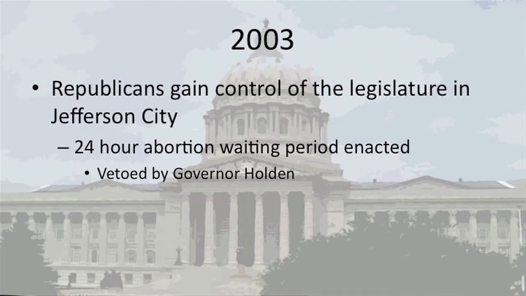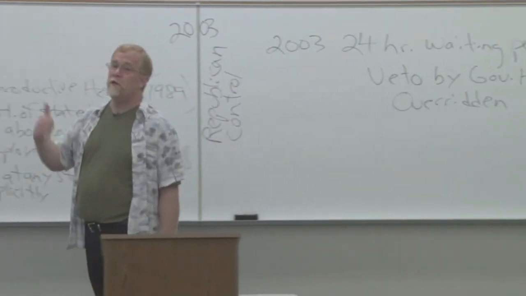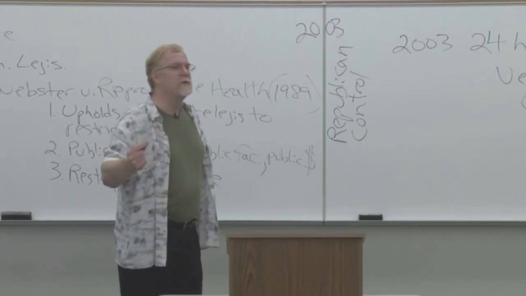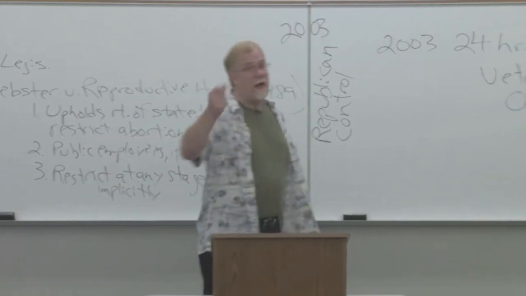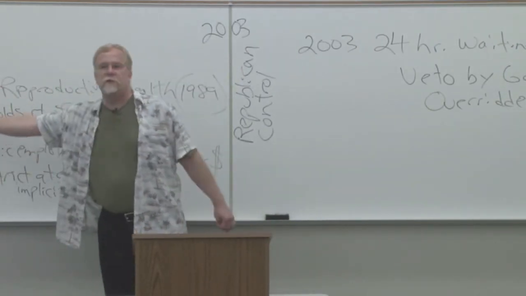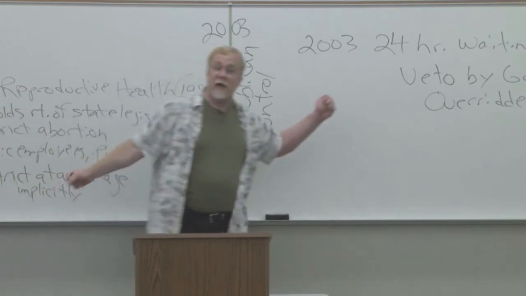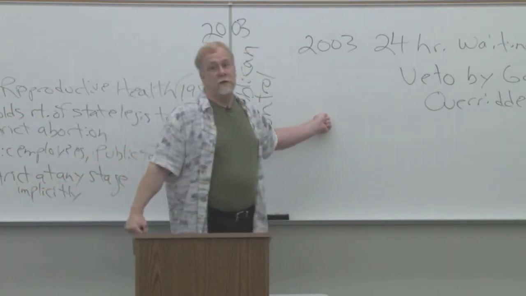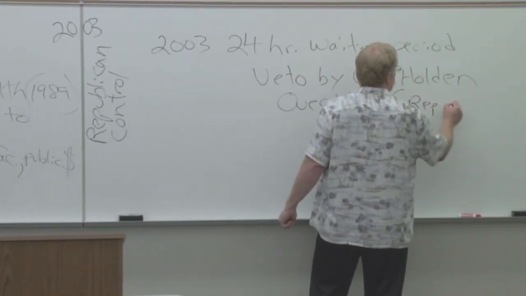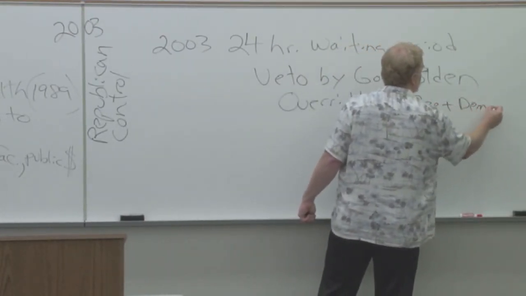And that veto is overridden by the legislature in 2003. Governor Holden vetoes the waiting period. That veto is overridden by the legislature, and that veto override includes Republicans and Democrats. So some of those same conservative Democrats who were opposed to the 1973 Roe versus Wade side with the Republicans in the majority now in 2003. So overridden with the support of Republicans and Democrats.